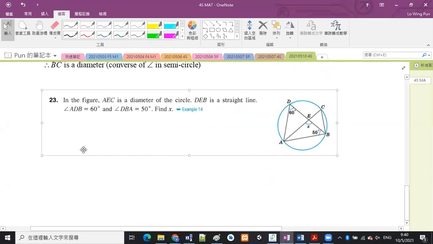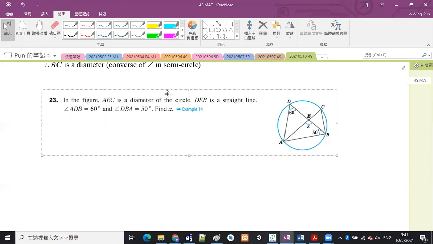23. So in the figure, AEC is a diameter of the circle, DEB is a straight line, angle ADB is 60 degrees, angle DBA is 50 degrees. Find x. Again, x is not an angle at circumference, and it is also not an angle at center, because point E is not the center. So we cannot use the reasons about circle to find x directly. So what can we do here?